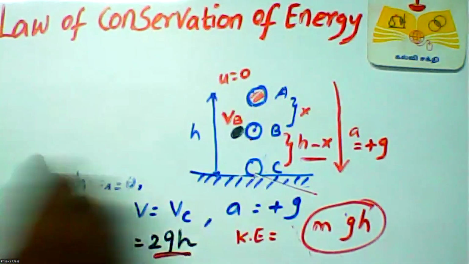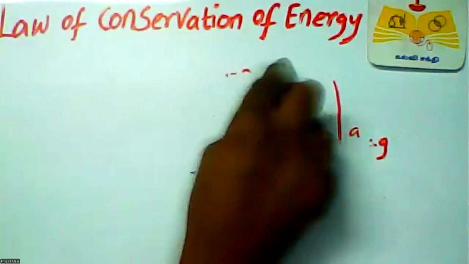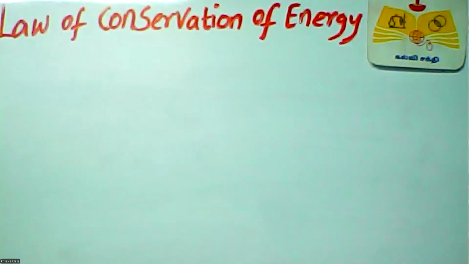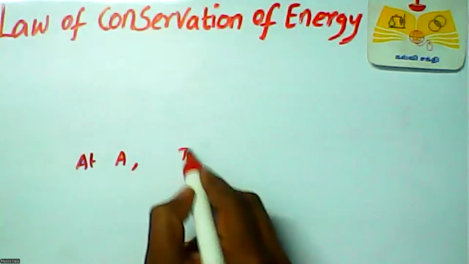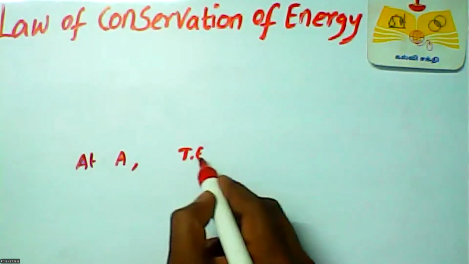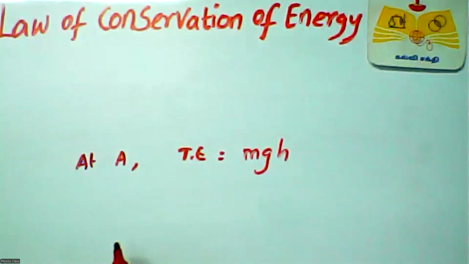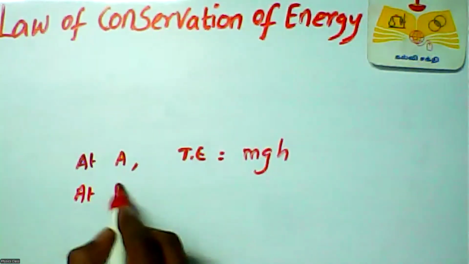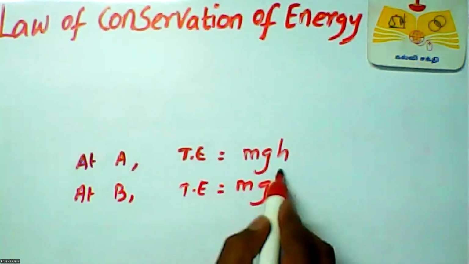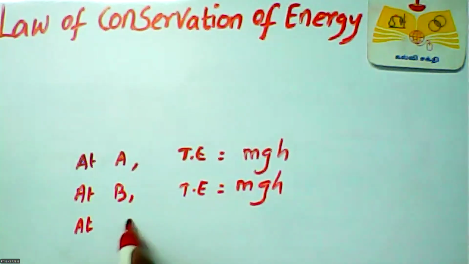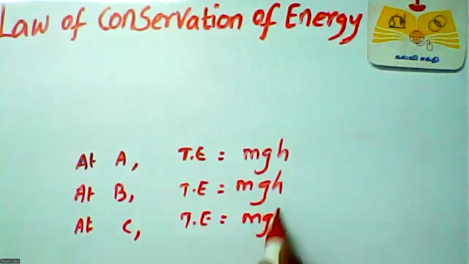Let me summarize. At A, total energy is nothing but mgh. We got at B, total energy which is equal to mgh, and at the final position, that is C, total energy is mgh.